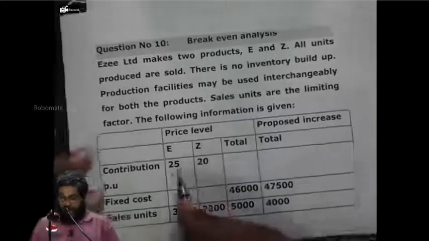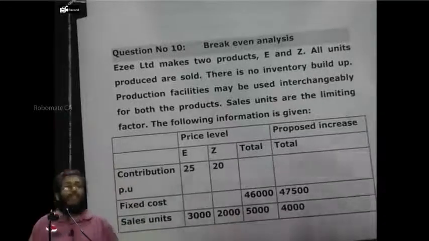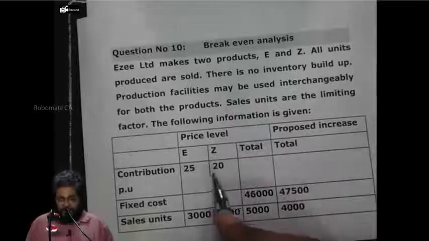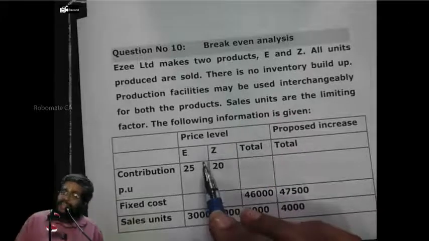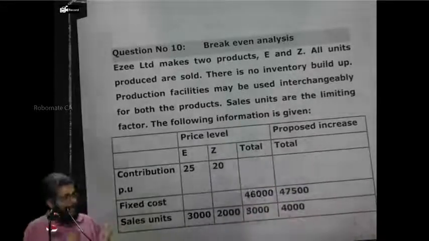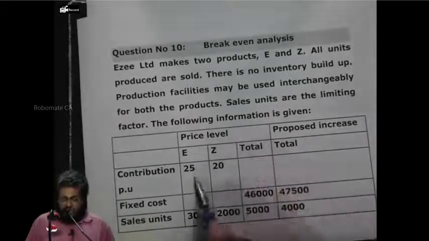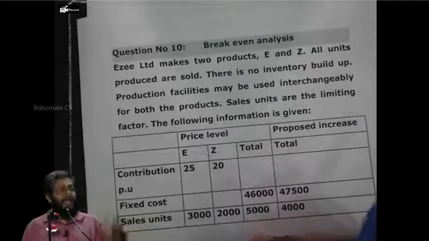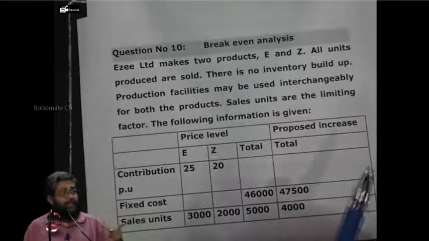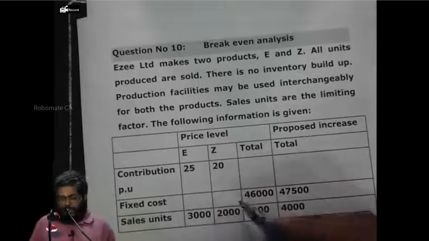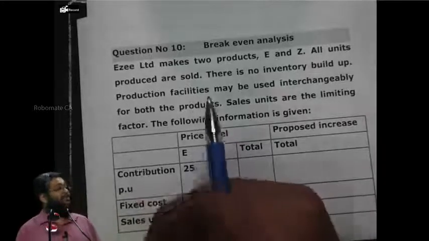Now, is my contribution 20 or 25? When I sell units, I am selling E and Z, E and Z. Is my contribution 25 or 20? Both. It is what? Average. Can I say 25 plus 20 by 2, average 22.5? True or false? False. Why is it false? Because the mix is different. For every 2 E sold, I should sell how many Z? 3 Z. So it should be what average?